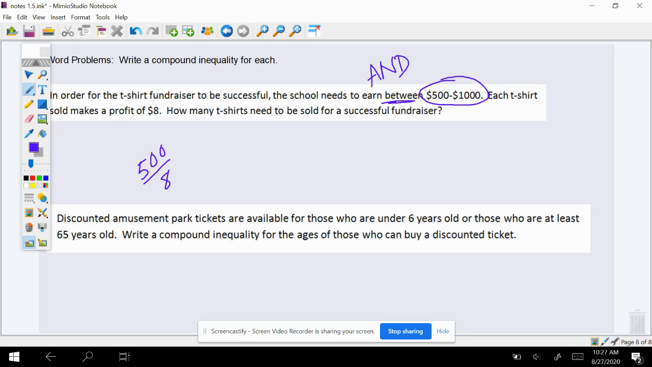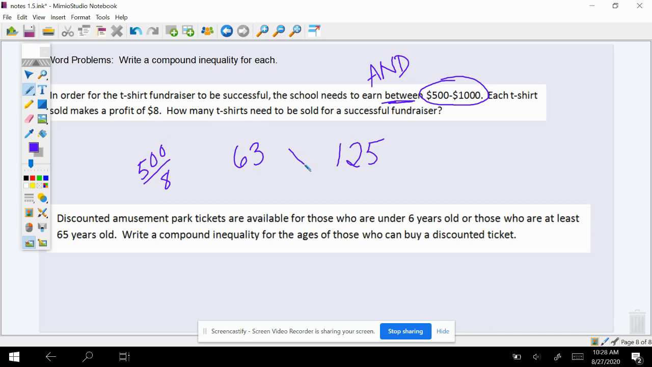Now, one thing to keep in mind with t-shirts is you can't buy or sell part of a t-shirt. So 500 divided by 8 is 62.5. So 63, just going to round up to the nearest whole one, is the lowest amount of shirts I have to sell. And then 1,000 divided by 8 is 125. So 125 is the most that I have to sell to get this successful fundraiser.